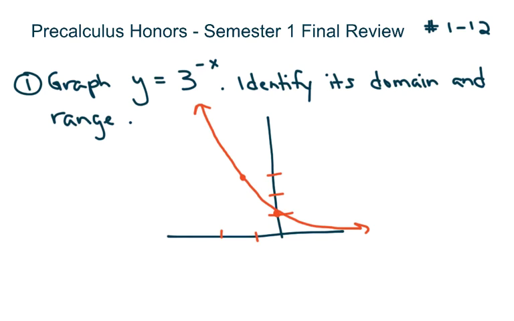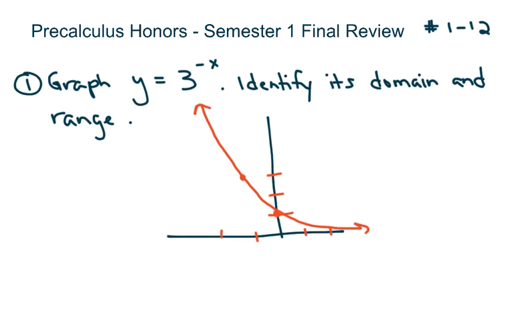3 squared would be 9. I just didn't make an ordered pair that high. If you plug in positive 1 for x, you get 3 raised to the negative first, which is 1/3. And then if you plug in 2 for x, you get 3 to the negative second, which is 1/3 squared, which is 1/9.